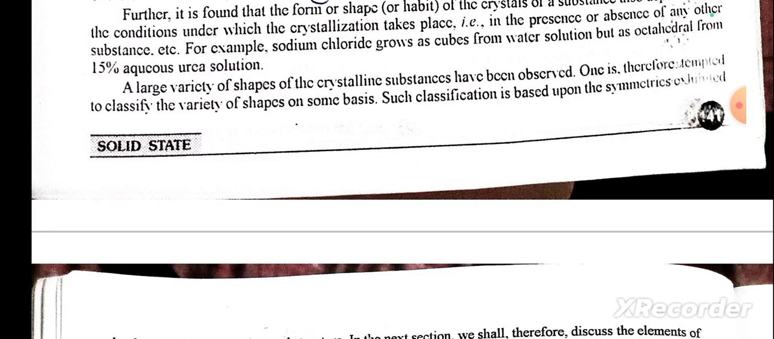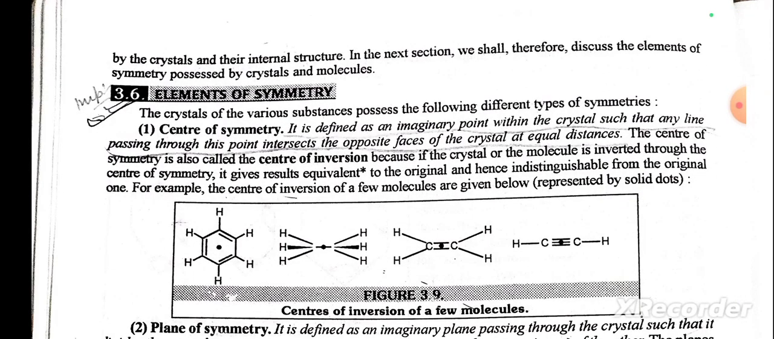A large variety of shapes of crystalline substances has been observed. One attempts to classify the varieties and shapes on the basis of symmetry, since such classification is based upon the symmetry exhibited by the crystals and their internal structure. In the next section, we shall therefore discuss the elements of symmetry possessed by crystals and molecules.